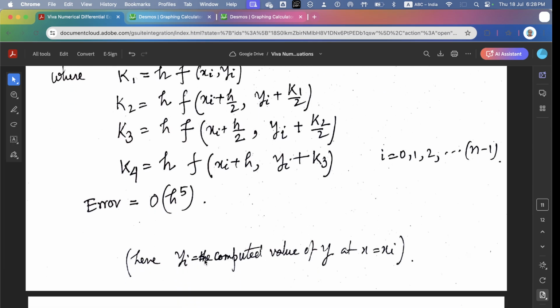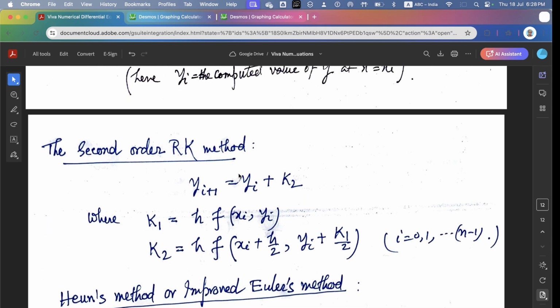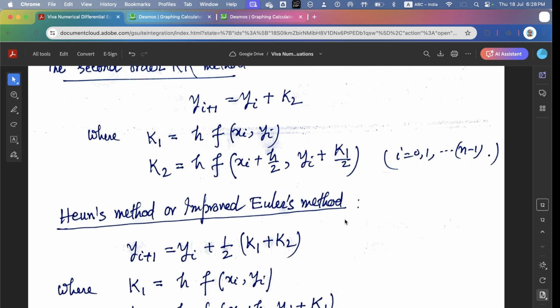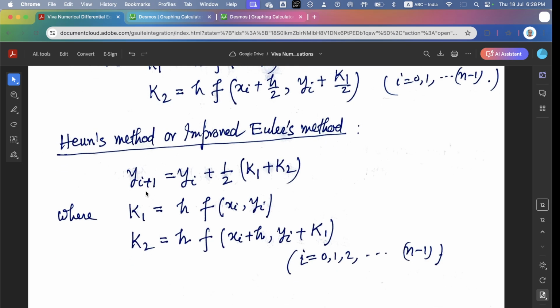Here we use yi, the computed value of y at x equal to xi; we omit the bar notation here. And the second order Runge-Kutta method: y(i+1) equal to yi plus k2, where k1 equal to h f(xi, yi) and k2 equal to h f(xi plus h by 2, yi plus k1 by 2). Heun's method, or improved Euler method: y(i+1) equal to yi plus half of (k1 plus k2), where k1 equal to h f(xi, yi) and k2 equal to h f(xi plus h, yi plus k1), for i equal to 0 to n minus 1.